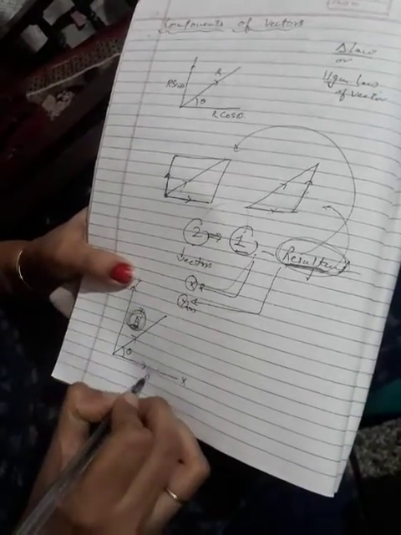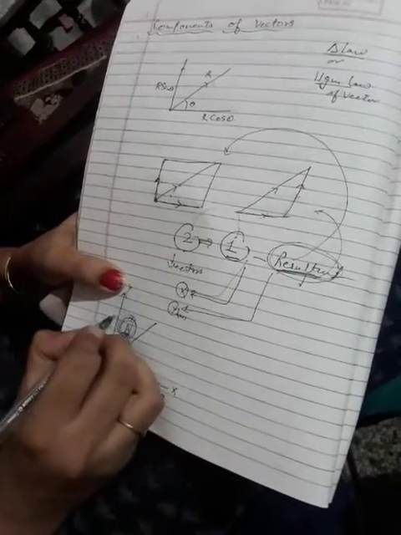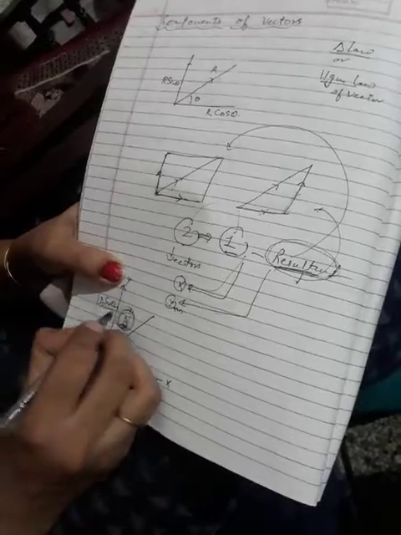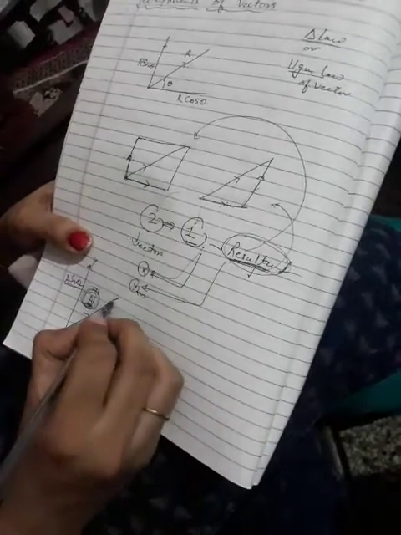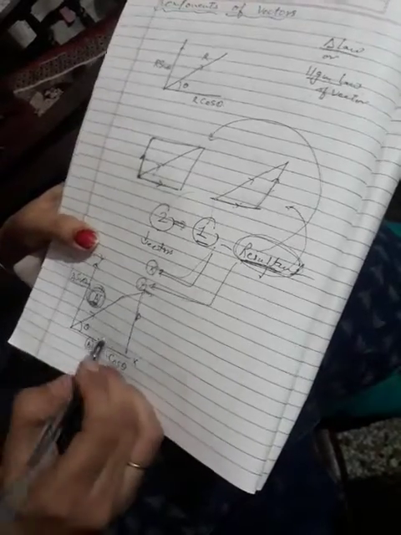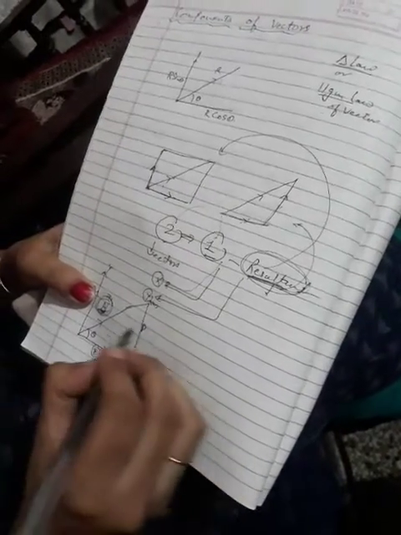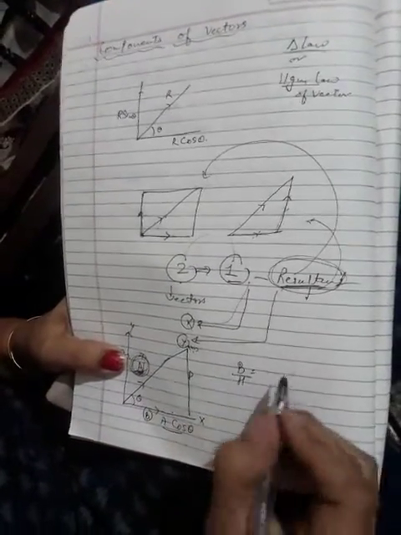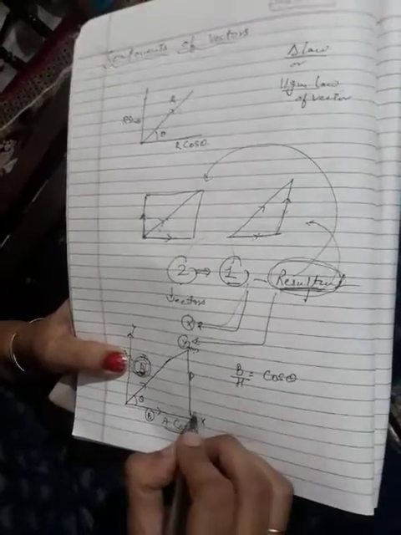This is A cos theta and this is A sin theta. Why have you taken it as A cos theta and A sin theta? See here, complete this triangle. This is perpendicular and this is base and this is hypotenuse. In this triangle, what is base upon hypotenuse? Cos theta.